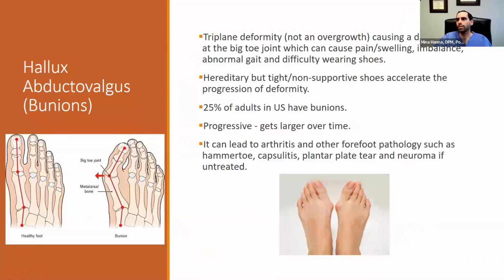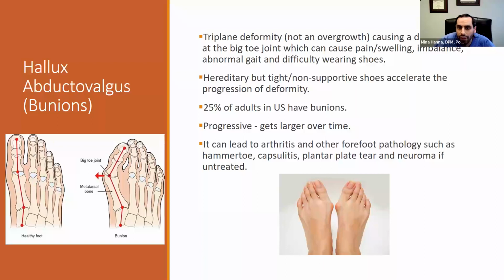Okay, so now we're going to talk about some of the common conditions and treatments. And so this right here is a bunion. The clinical term is hallux abducto valgus deformity. So a bunion is actually a triplane deformity. It's not an overgrowth as some people might think, and it can cause a dislocation at the big toe joint, which can lead to pain, swelling, imbalance, abnormal gait, and difficulty wearing shoes. Oftentimes it's hereditary, but a tight, non-supportive shoe can accelerate the progression of the deformity.